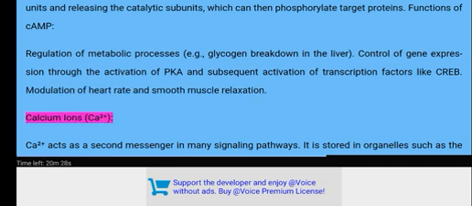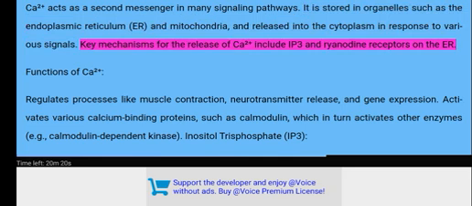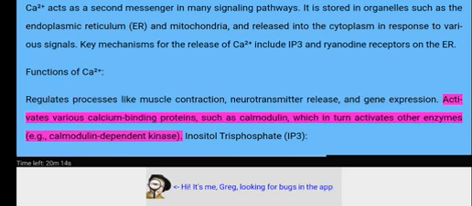Calcium ions, Ca²⁺. Ca²⁺ acts as a second messenger in many signaling pathways. It is stored in organelles such as the endoplasmic reticulum and mitochondria, and released into the cytoplasm in response to various signals. Key mechanisms for the release of Ca²⁺ include IP3 and ryanodine receptors on the ER. Functions of Ca²⁺. Regulates processes like muscle contraction, neurotransmitter release, and gene expression. Activates various calcium-binding proteins, such as calmodulin, which in turn activates other enzymes, e.g., calmodulin-dependent kinase.